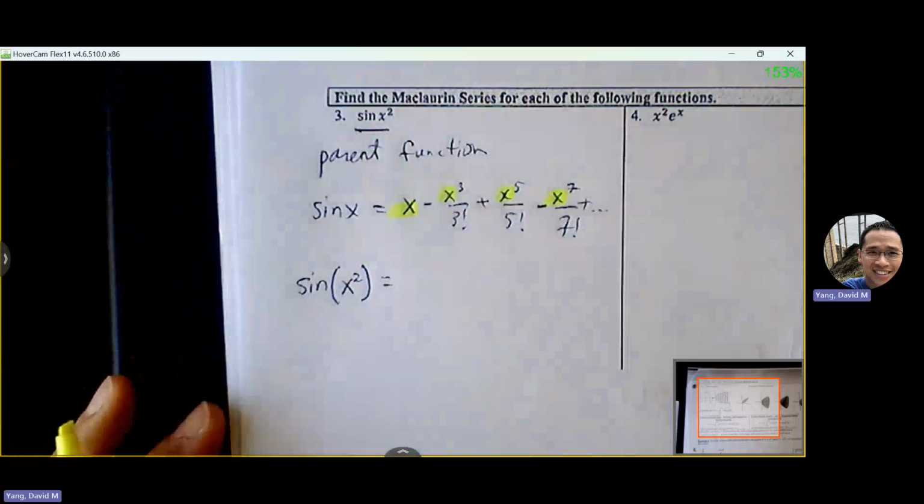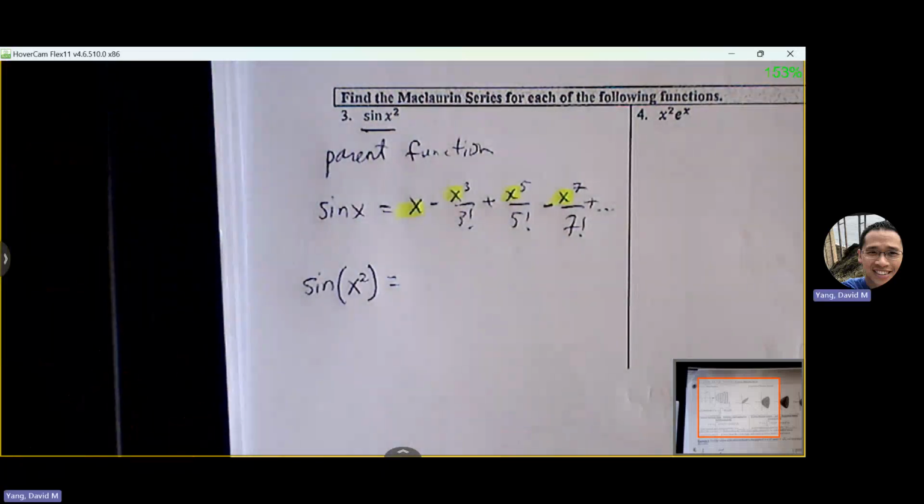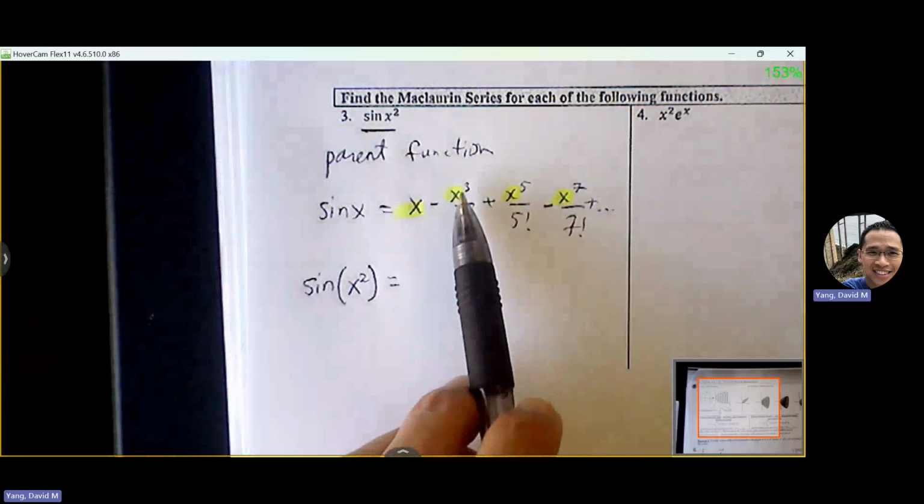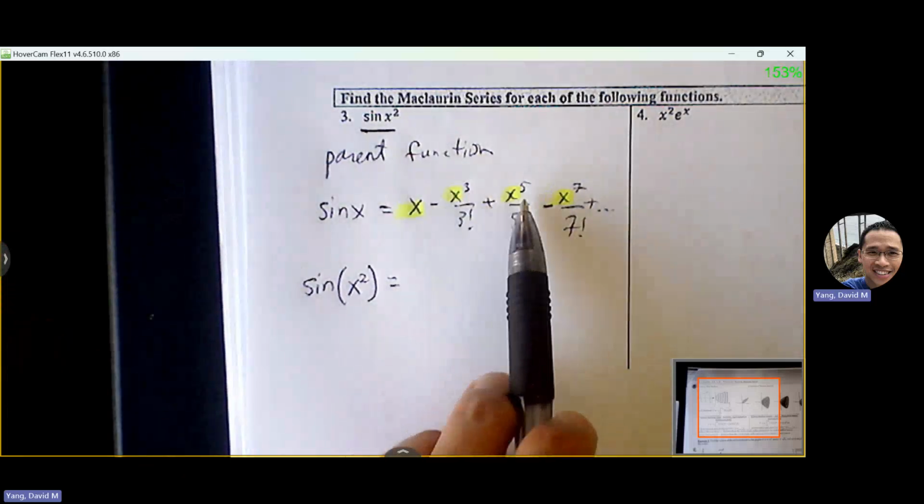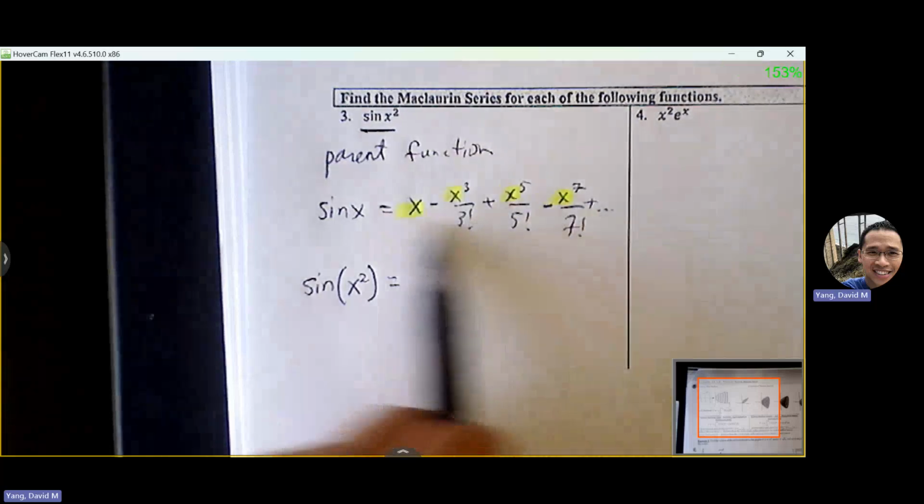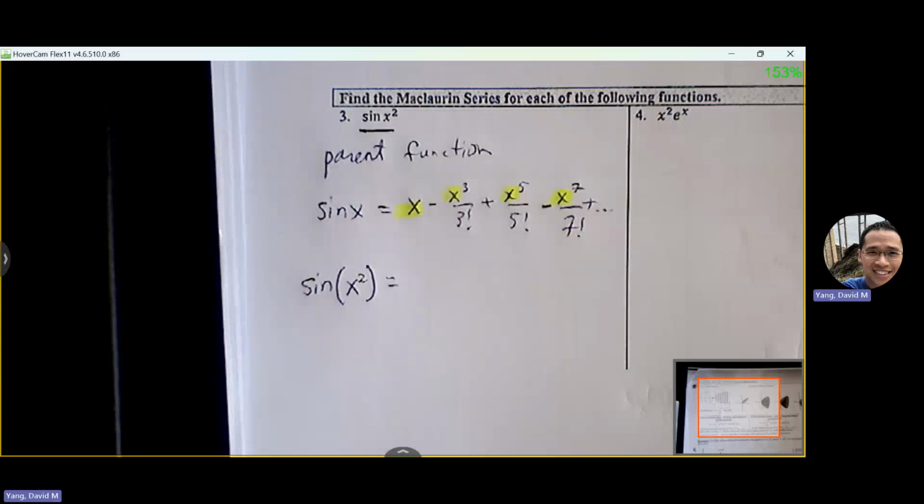So you're just building on top of your parent function. So every x gets replaced with x squared. This becomes x squared cubed, which is x to the 6th. This becomes x squared to the 5th, which is x to the 10th. And this becomes x to the 14th. So basically, if you have your parent function memorized, these are the type of problems that we need to be able to do.